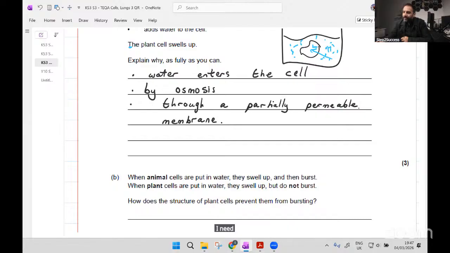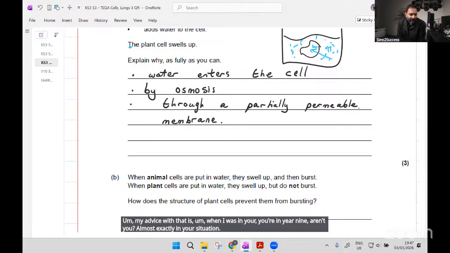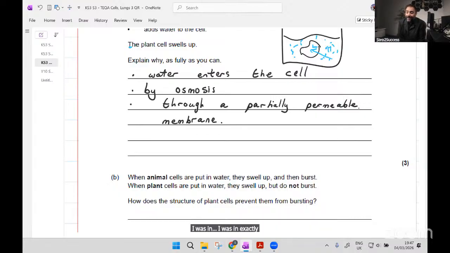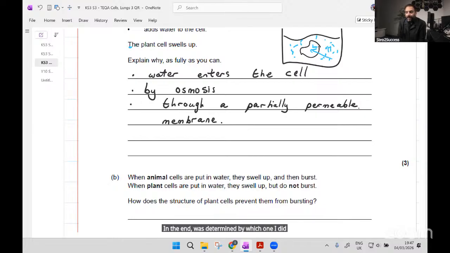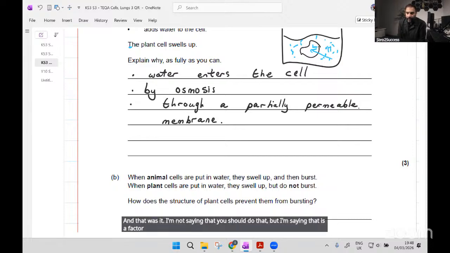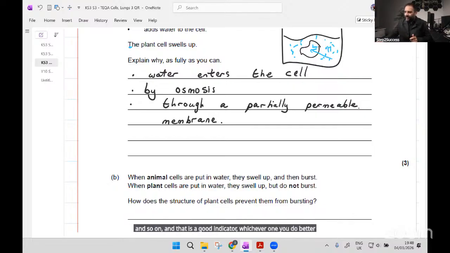I need help. I don't want to pick geography or history. My advice with that is, you're in year nine, aren't you? I was in exactly your situation, in the sense that I didn't know whether to pick geography or history, and my decision in the end was determined by which one I did better in, and that was it. I'm not saying that you should do that, but that is a factor. Consider which one you are likely to do better in, or which one you are doing better in, which is often the subject you tend to like a little bit more. That is a good indicator.